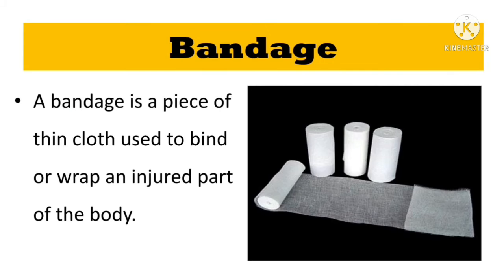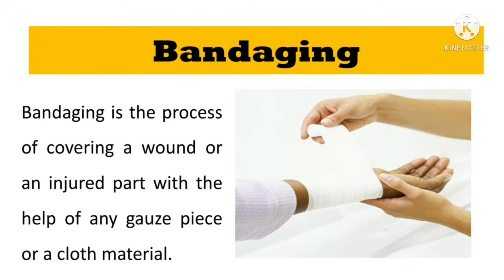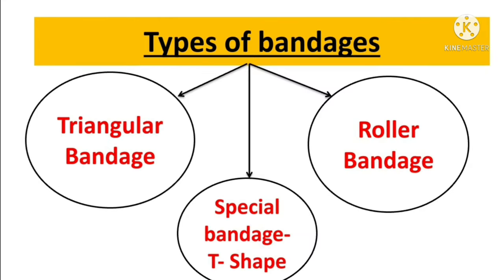So before going to start, we have to know about a bandage. A bandage is a piece of thin cloth used to bind or wrap an injured part of the body. Bandaging is basically a technique, or you can say a procedure or a process, of covering a wound or an injured part with the help of any gauze piece or any cloth material.